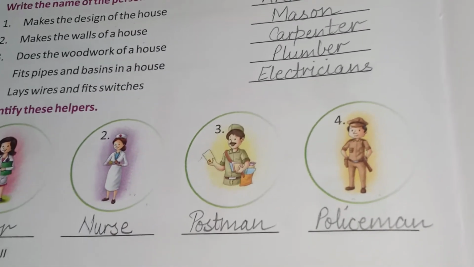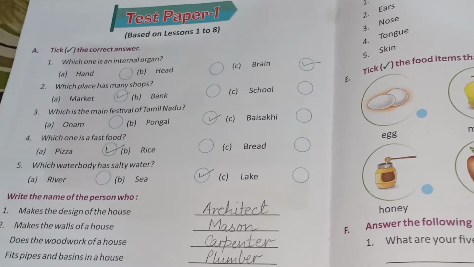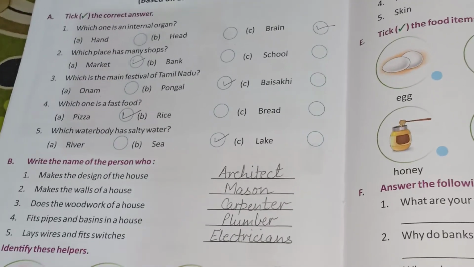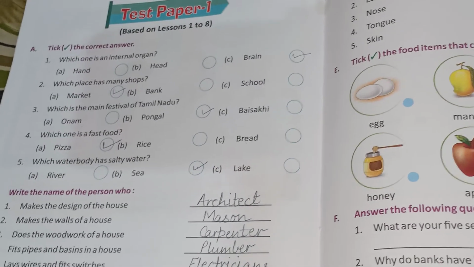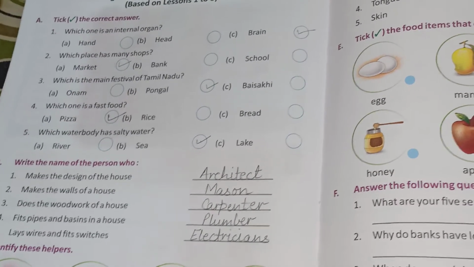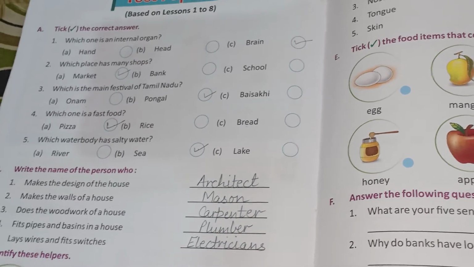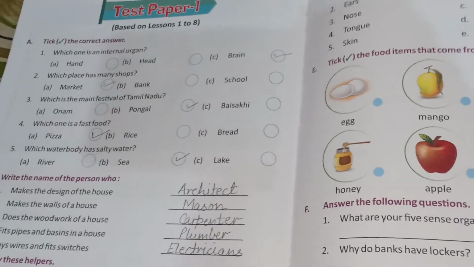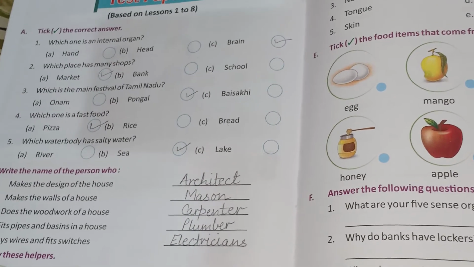Is that clear? So I hope children, these three exercises of test paper 1 are very clear to you all. They are very easy, and you just have to remember the previous chapters also for completing this exercise. So today we are going to do only 3 questions, then tomorrow we are going to take the other 3 questions, and like that we will complete our test paper 1 by tomorrow. So children, make sure that you complete today's work in your textbook today only.